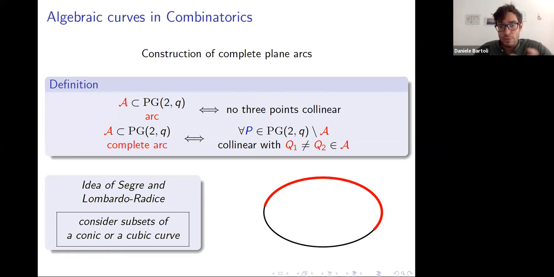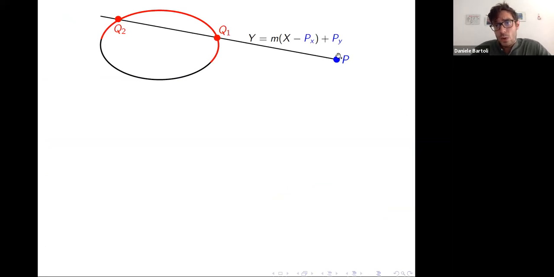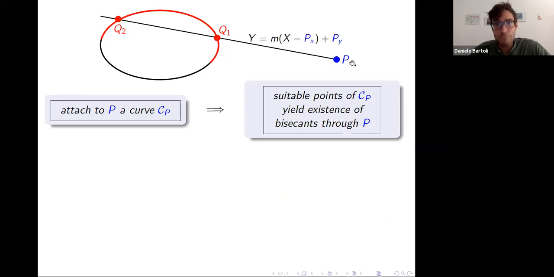And the connection with algebraic curves over finite fields comes when they wanted to check if a point P, which is not in the arc, is covered or not by the points of the arc. So they could attach to each point P in blue a certain curve, let's call it CP, in a way that if inside this curve there is a point which is FQ-rational, so it has coordinates in FQ, then this means that you can find a line through P intersecting your arc in 2 distinct points, Q1 and Q2. Clearly, you have to check this for each point. So basically, you have to study not just one curve, CP, but a family of curves which depend on the 2 coordinates of the point P.